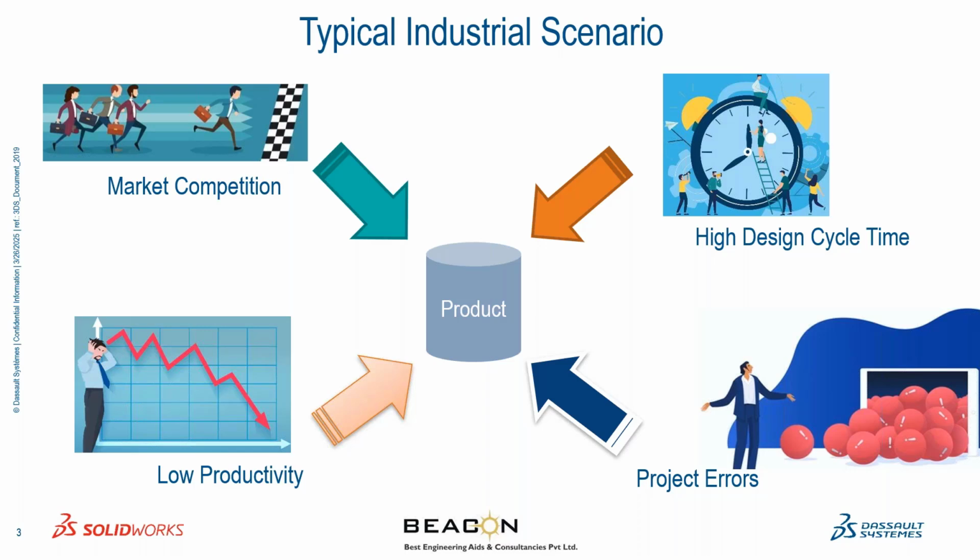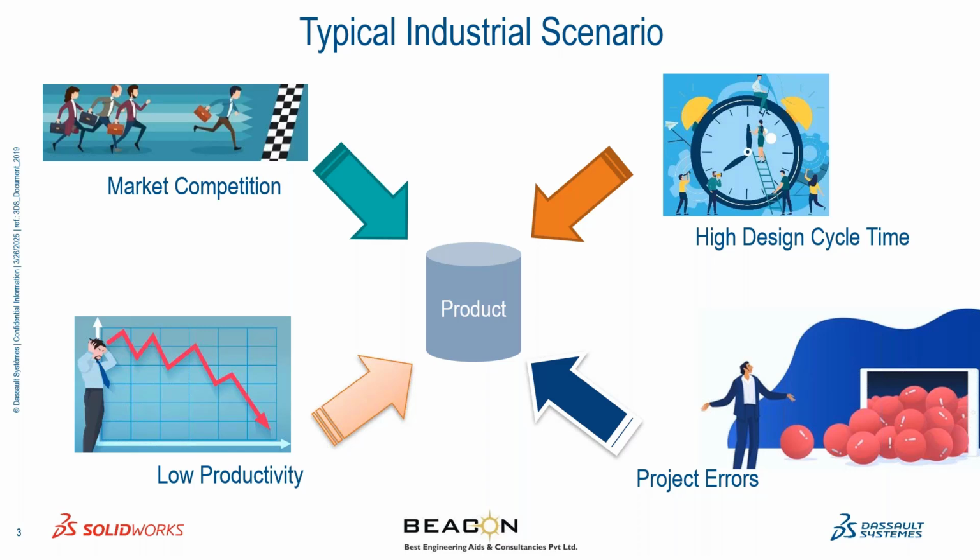So these kinds of scenarios, and you can see because of all the above three I have mentioned, market competition, high design cycle time, project errors, low productivity also might be caused, and this low productivity will be directly affecting the product. Now, this is where the entire portfolio would be in trouble, you can say. Because this is a product where all of these need to be fixed in order to enhance the product design or to complete the product development. So this is the typical industry scenario.